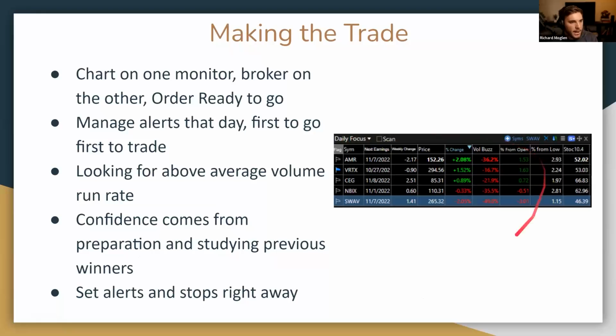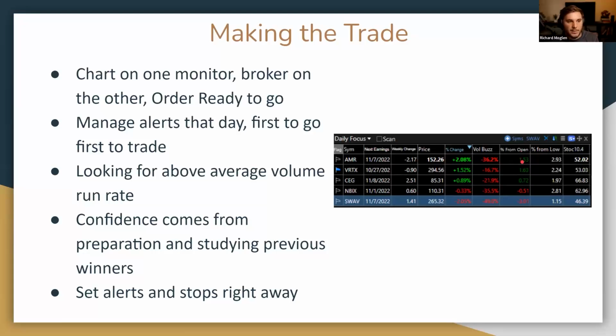And one more thing I want to talk about in terms of my daily focus list is my column setup here. So I've got price, percent change, volume buzz, and then I also like these two columns here where you've got the percent from the open and the percent from the low. So these are both percentages. Basically, I use this to determine, how fast is a stock moving on that day? Is it acting better than other stocks?